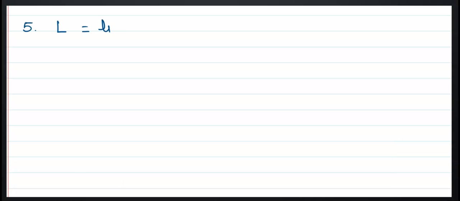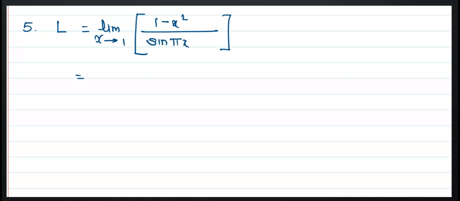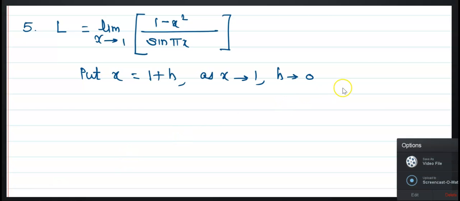Now the next example: the limit x tends to 1 of (1 minus x square) upon sine of pi x. Put x is equal to 1 plus h, as x tends to 1, h tends to 0.